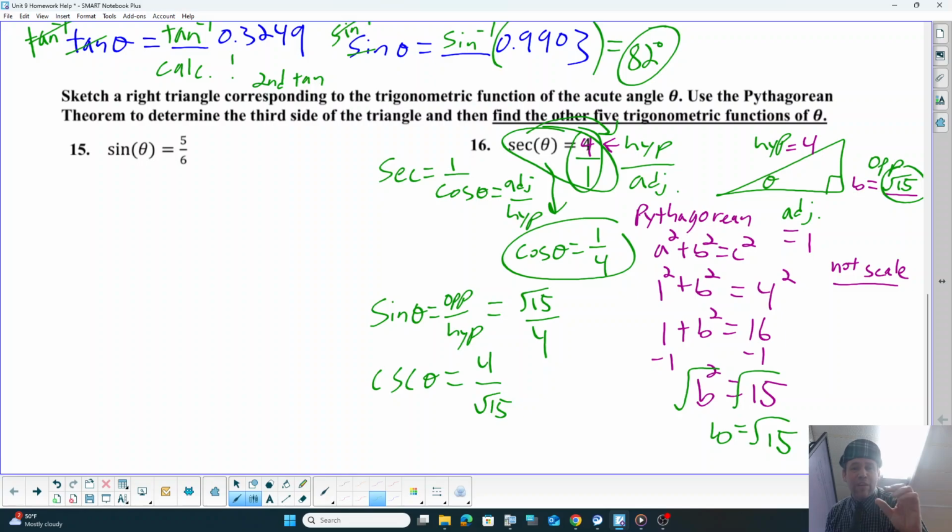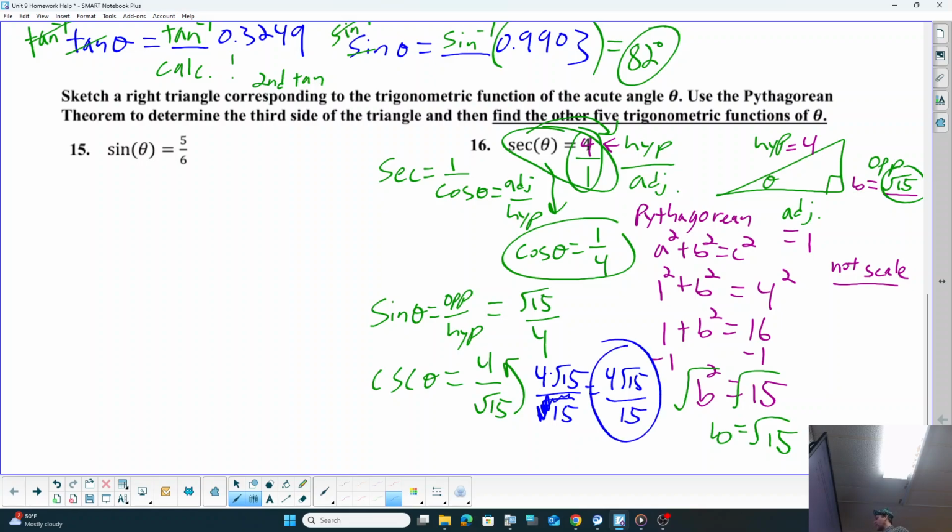So you got to times it by radical 15 to the top and bottom, or just bring it up. Here's your shortcut. We're going to bring it up here. So it's going to be 4 times radical 15, all divided by radical 15, but get rid of the radical now. And so that's just going to be our answer. And that's just a shortcut.